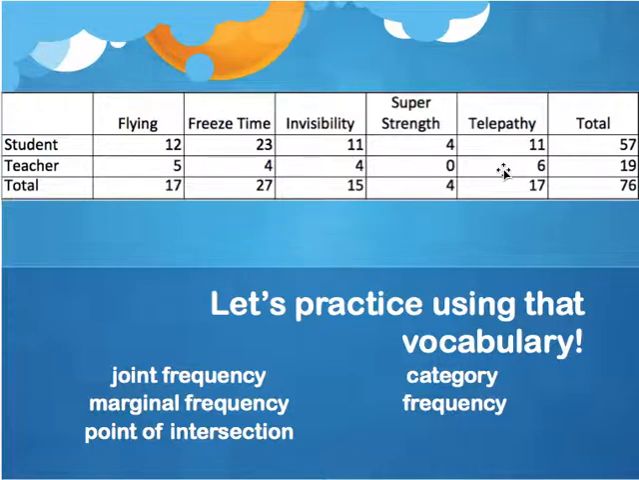What was the most popular among the students? Freeze time. 23 has the greatest in that row. And let's see what the most popular overall was. Looks like it's freezing time, but we've got a tie for second between flying and telepathy. They both have 17, which is our second greatest number.